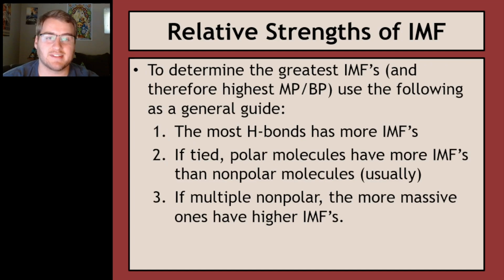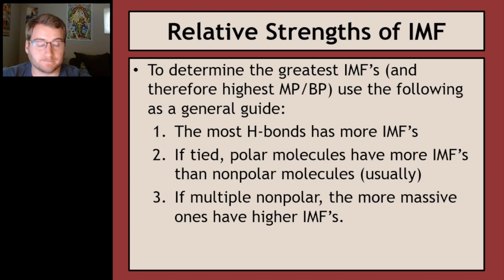All right, so this summarizes it again. To determine the greatest intermolecular forces, and therefore the highest melting and boiling points, use the following as a general guide. Number 1, the most H bonds has more IMFs. Number 2, if tied, or 0 would be a tie as well, polar molecules usually have more IMFs than nonpolar molecules. We'll get into this with our practice, but this is our general trend. Like we've been saying a couple times, really large molecules might throw it out of balance. Intermolecular forces have a general idea we follow, with relative strength.